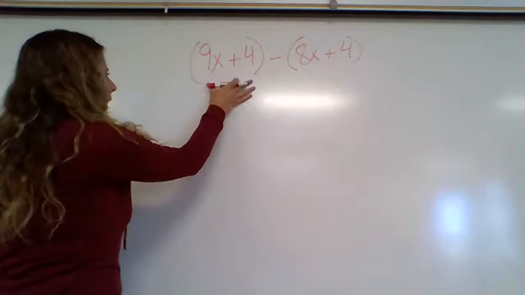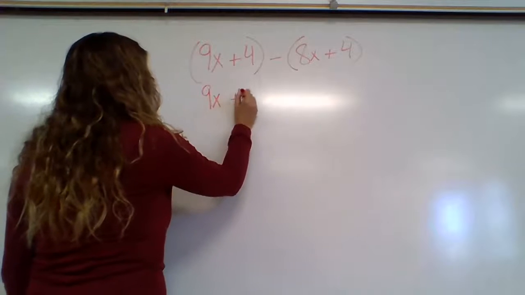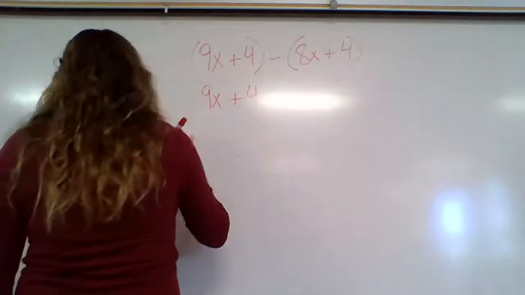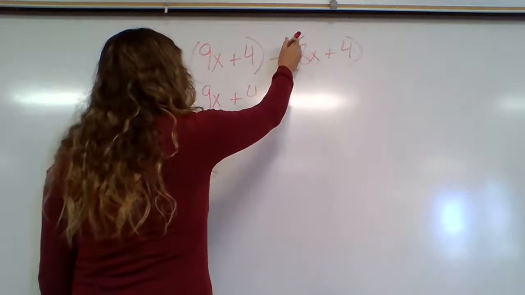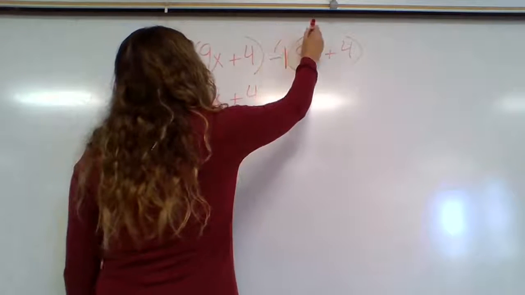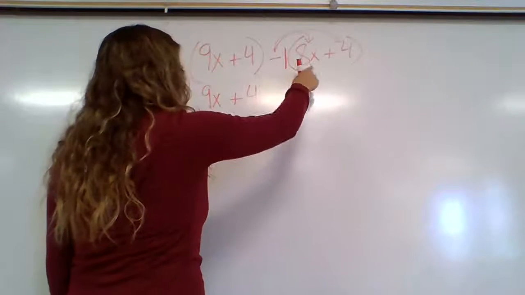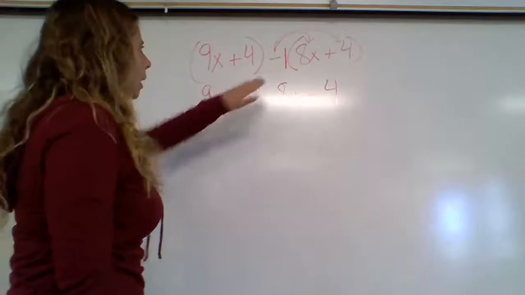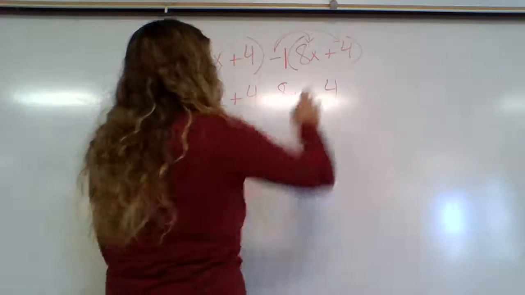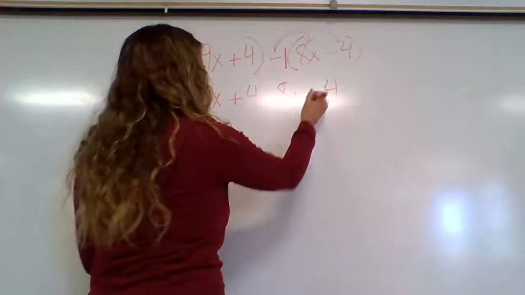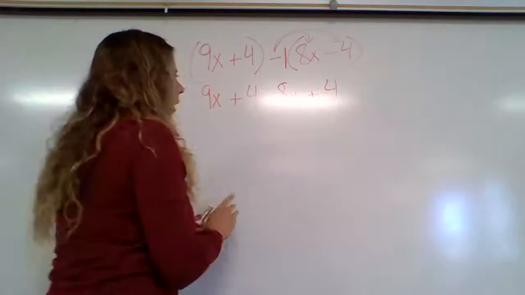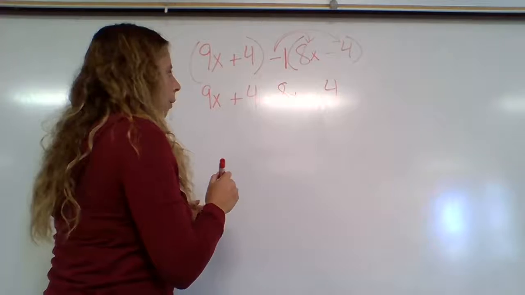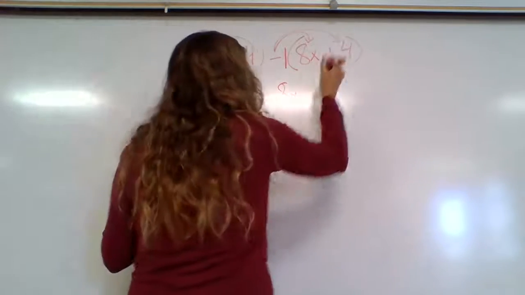So, we're doing nothing to this one. Just rewrite it. But then, you're pretty much distributing this negative sign. If it helps, you can draw in the invisible 1, and then distribute. So negative times 8x is just negative 8x. Negative times 4 is negative 4. When you have a negative sign outside your parentheses, it just makes everything the opposite. So if I had negative 4, it would become positive 4. If it's negative, it becomes positive. If it's positive, it becomes negative. I forgot what it was originally. Okay, it was plus 4. So then minus 4.